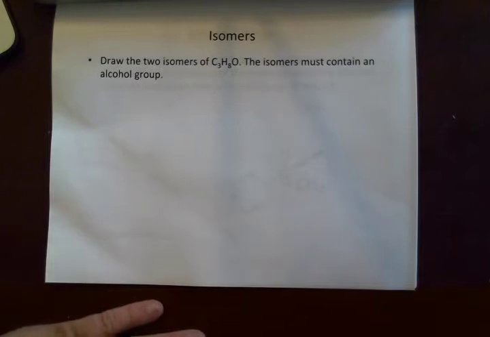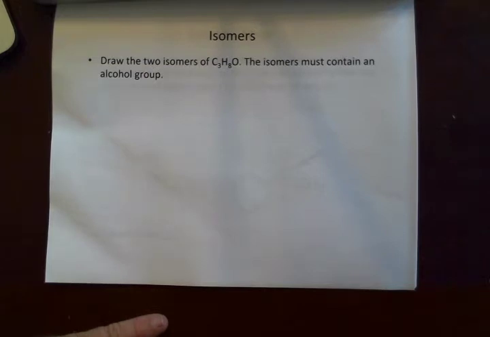So isomers, stuff like that. In this case, I'll give you a formula, and how many you need to draw. For that, I think it's 2. But it must contain a functional group. In this case, it's an alcohol. It could be any of the other functional groups. So just make sure that they are in fact distinct structures.